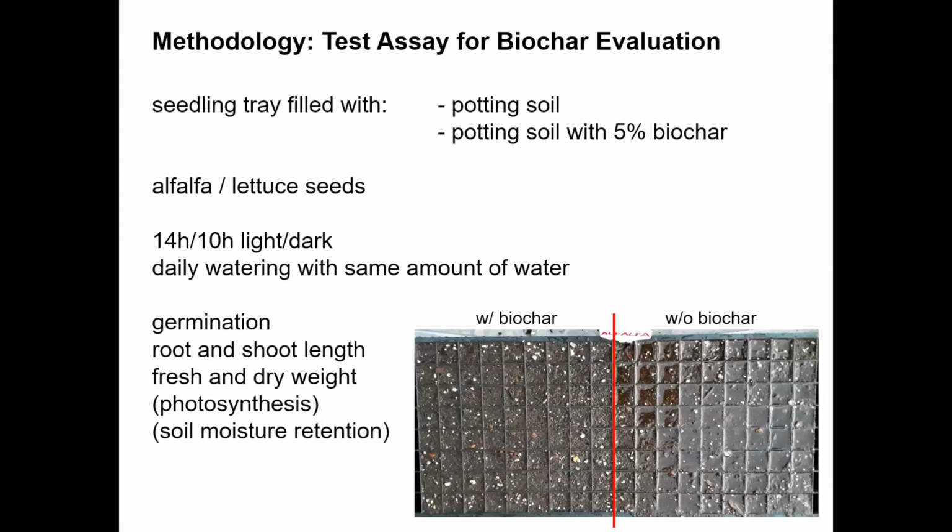How we will do this: we'll set up a tray system with cells, with potting soil, with biochar and without biochar. And then we will test alfalfa, which is a cattle feed, and lettuce, which is for human consumption. The seeds will be sown, germination will be tested, and root and shoot length, as well as fresh and dry weight. We are setting up these tests right now; later also photosynthesis and soil retention will be tested.